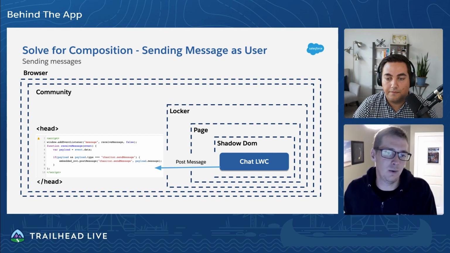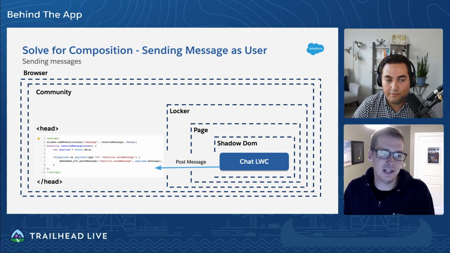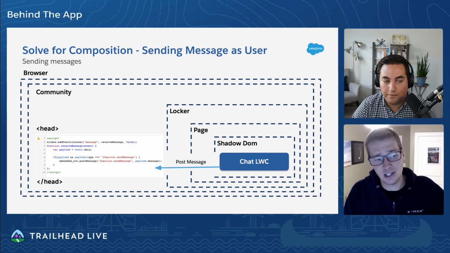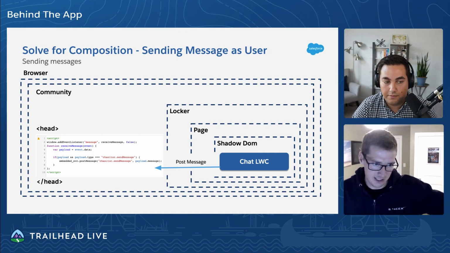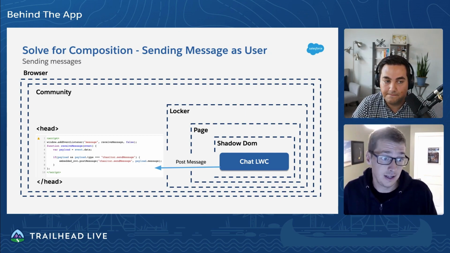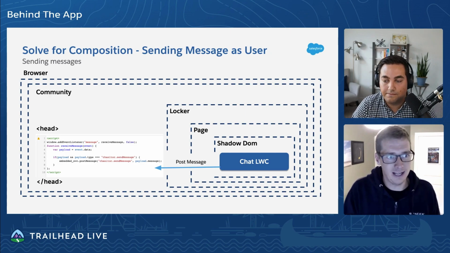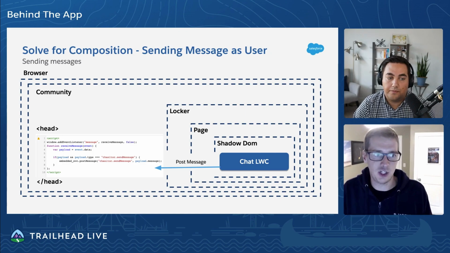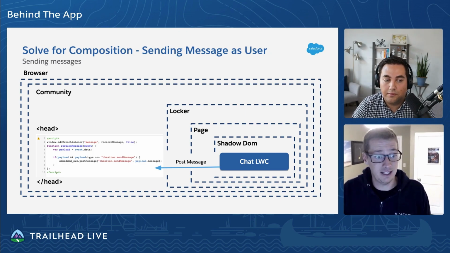So the way we got around this was that our subcomponent does a post message to a parent, which in this case is the community. That level has access to the embedded service library, which has a method called post message. That's where we can tell the chatter to send this message in the chat window.